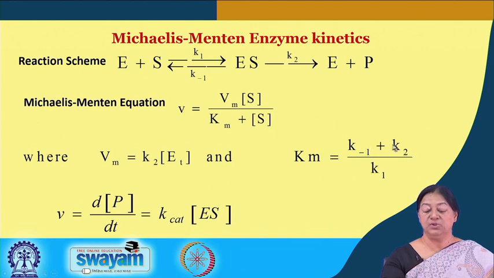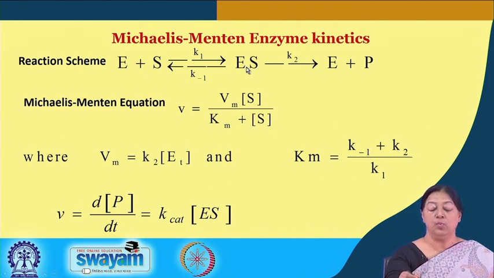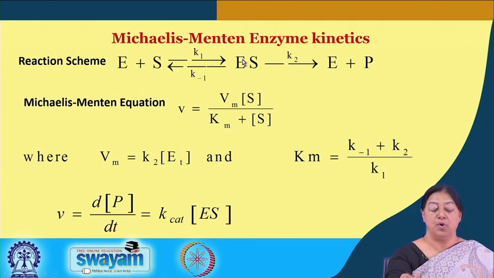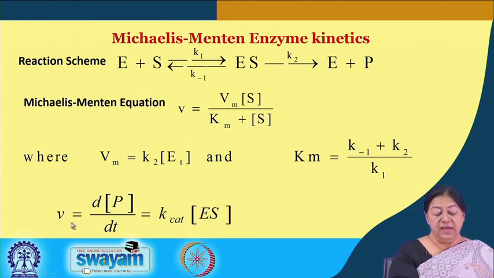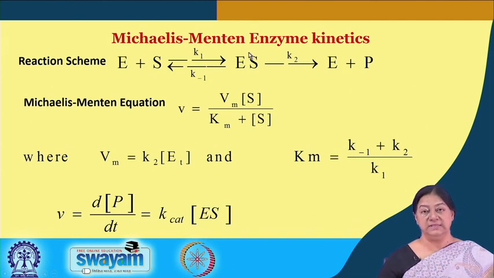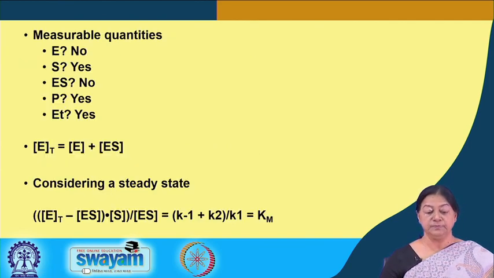What are K minus 1 and K2? These are where the enzyme substrate complex is disintegrated or destroyed. But K1 is where it is formed. The V, as we said, is the formation of the product with time, and it is the Kcat, the catalytic rate constant, times the ES, that is the enzyme substrate complex.